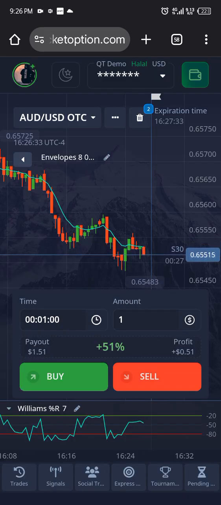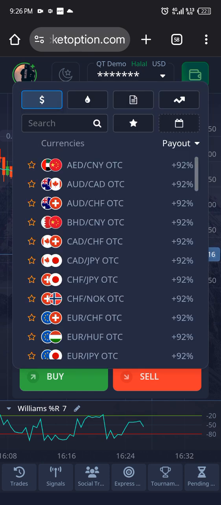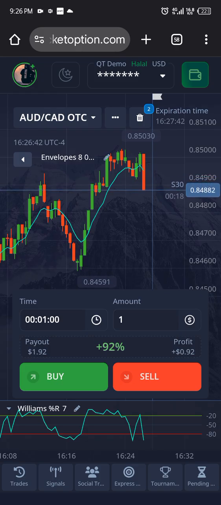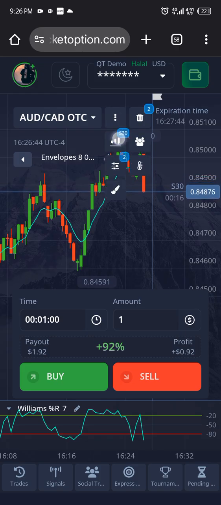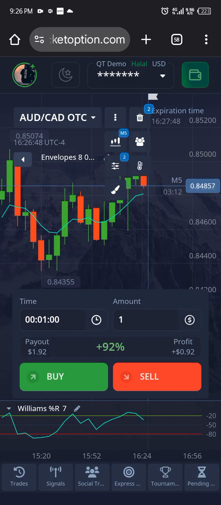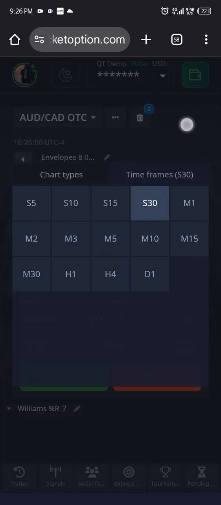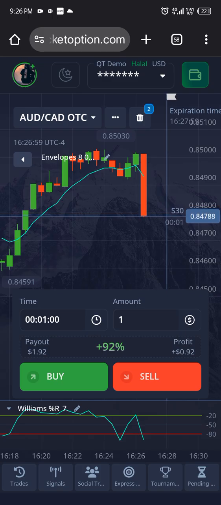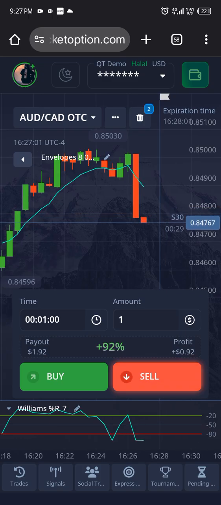Let me change this pair please. Now you see I'm trying to find an entry here. Let me see 5 minute time frame. Okay, you see there is a kind of sell ratio. So let me wait for the candle to close below my Williams R7. Then I will take my sell.